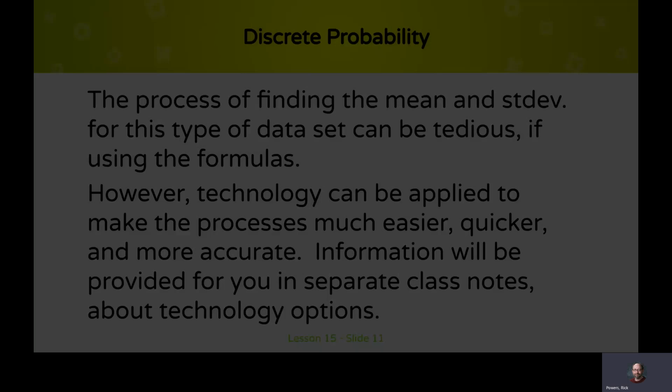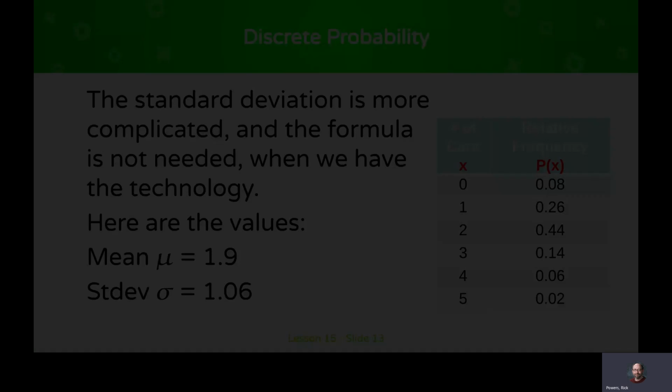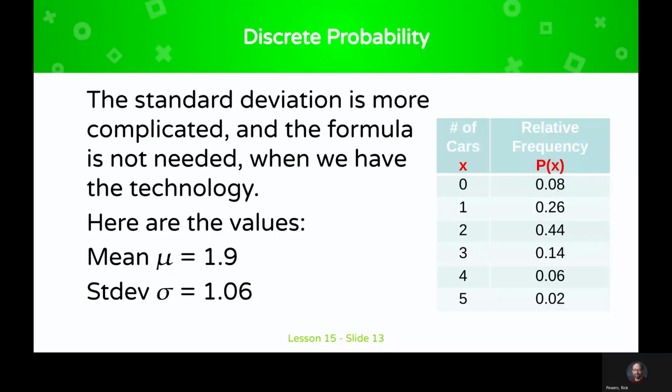Finding the mean is fairly easy. We take the value of the variable multiplied by its probability and then find the sum. Here's the formula. Mu, or the mean, is equal to the sum of the variable X multiplied by the probability of X. The standard deviation is more complicated, and the formula is not needed when we have the technology. Here are the values. The mean, mu, is equal to 1.9. The standard deviation, sigma, is equal to 1.06.